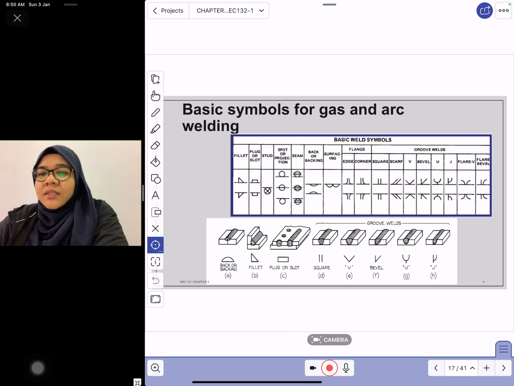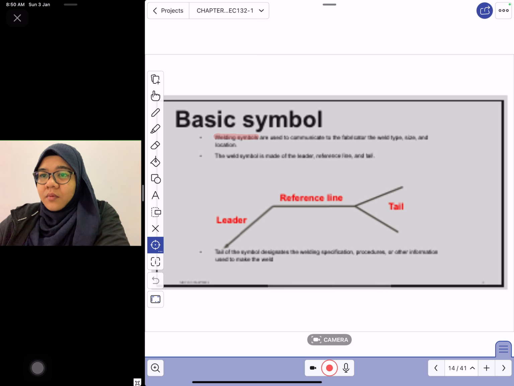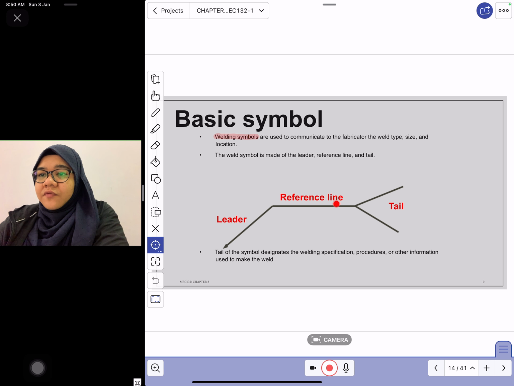Okay, macam saya cakap tadi lah, kita ada fillet, kita ada plug, kita ada bag, kita ada groove. Okay, dalam groove, ini groove weld pun ada banyak jenis. Kita ada square, V, bevel, U, J and so on. So ada guna this kind of symbol dalam letak dekat kita punya reference line tadilah. Reference line. Kita ada apa tadi? Leader, reference line dengan tail.